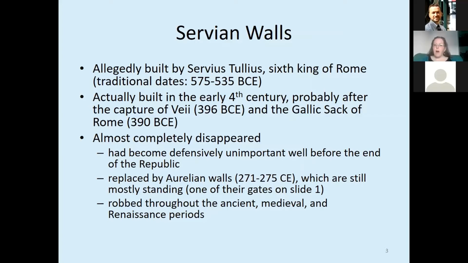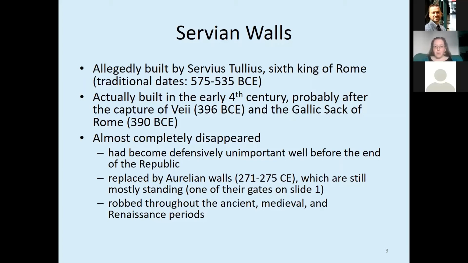The Servian walls have almost completely disappeared from sight. There's a variety of reasons for this. Probably first and foremost is that even before the end of the Roman Republic, so more than 2,000 years ago, they had already become defensively unimportant because the city had outgrown them massively. They were no longer actually protecting the city as early as 2,000 years ago. And then they were replaced by the Aurelian Walls, which is what the picture on the first slide was, which are still mostly standing. The Aurelian Walls encompassed a much larger area, and so they actually did protect the city. So the Servian Walls really weren't useful anymore after the Aurelian Walls were built.